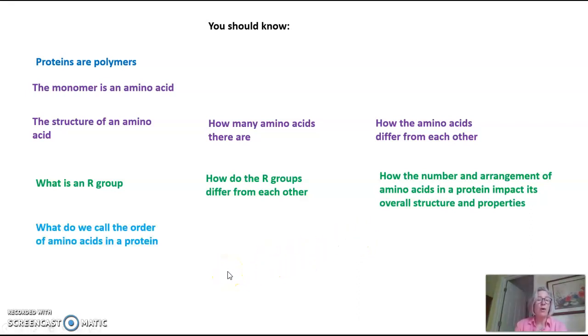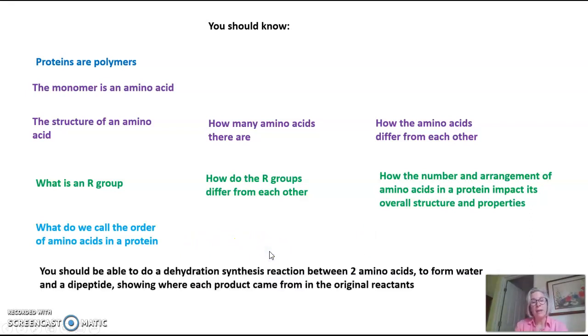You should know what we call the order of amino acids in a protein, and you should be able to do a dehydration synthesis reaction between two amino acids to form water and a dipeptide, showing where each product came from in the original reactants.